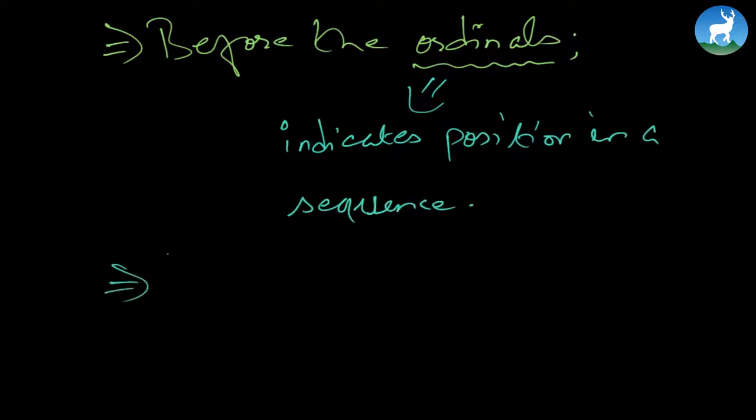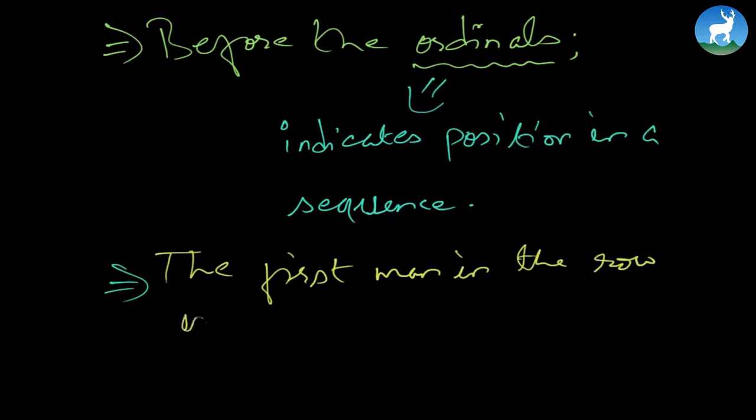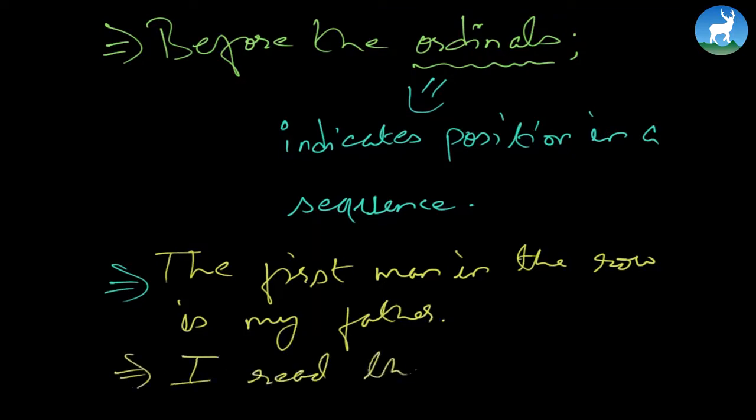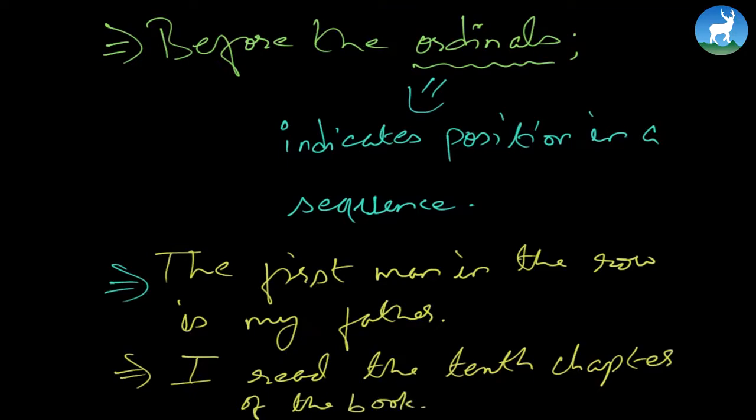The first man in the row is my father. Let's talk about the second example. I read the 10th chapter of the book. See, ordinals is anything that follows in sequence, any position in the sequence. So here, this is ordinals. So the first man in the row is my father. Use of the. I read these ordinals and I read the 10th chapter of the book.